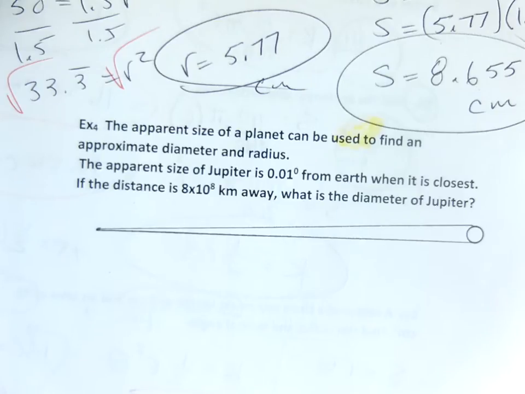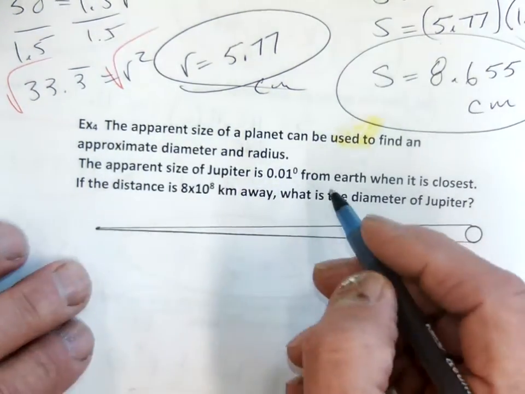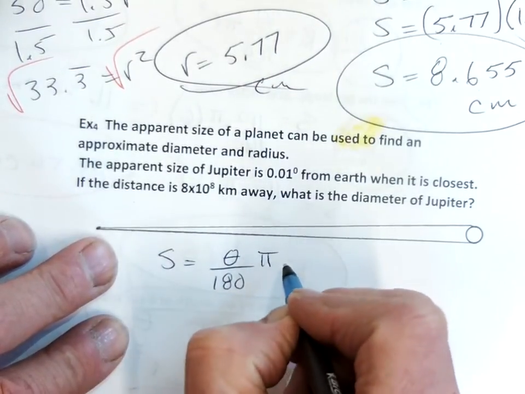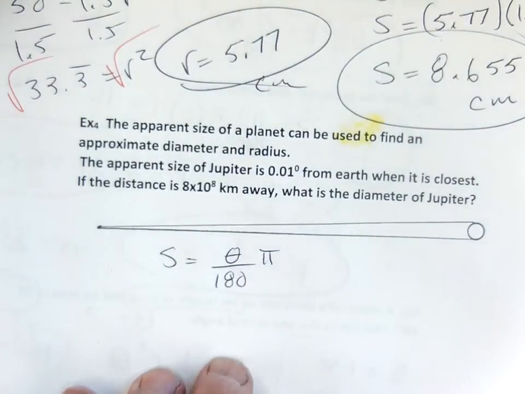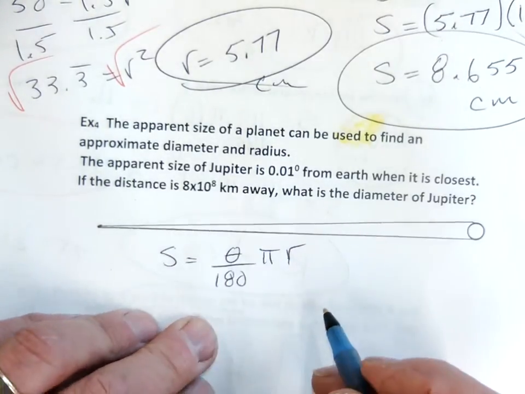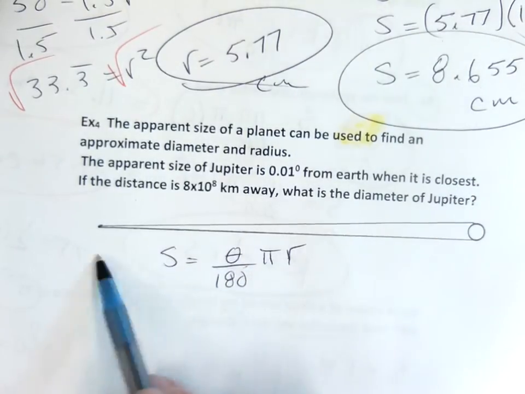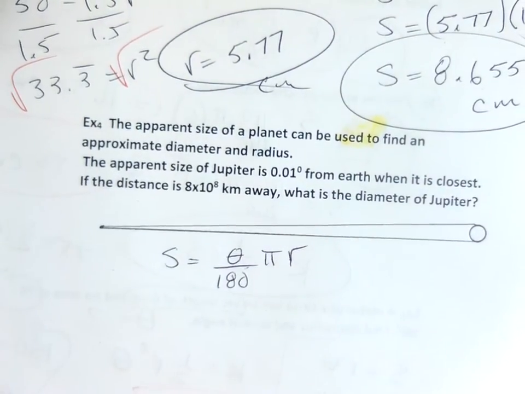So look at this, here's our arc length. Let's just put this down. So let's find the arc length of the gigantic circle, right? So if we find the arc length of the gigantic circle, S equals theta over 180 times pi times r, right? Because it's in degrees. So this would give me the arc length of the gigantic circle of this itty bitty arc length, which is basically the diameter of the planet, right?